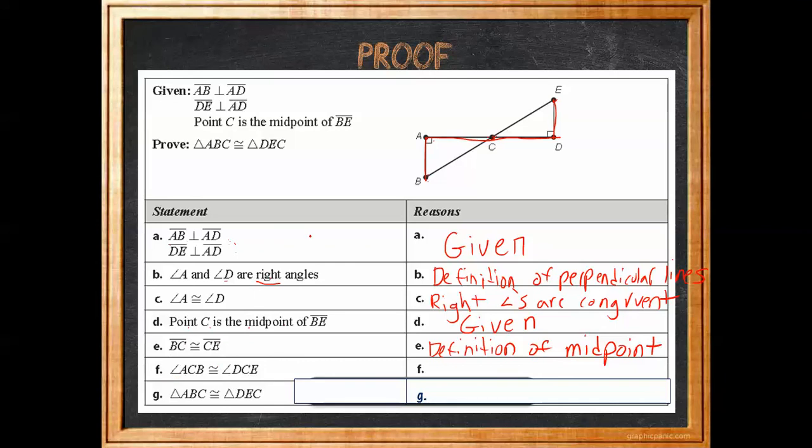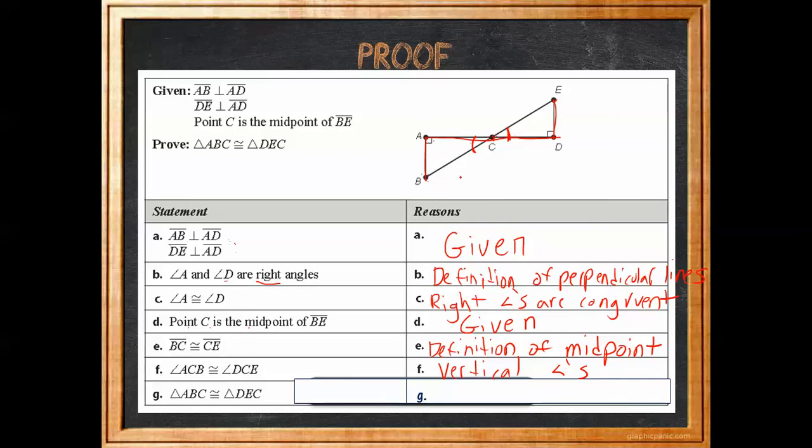From there, now we're going to say that angle ACB, this angle right here, is congruent to DCE, this angle right here. How do we know that these two angles are congruent? Because they're vertical angles.